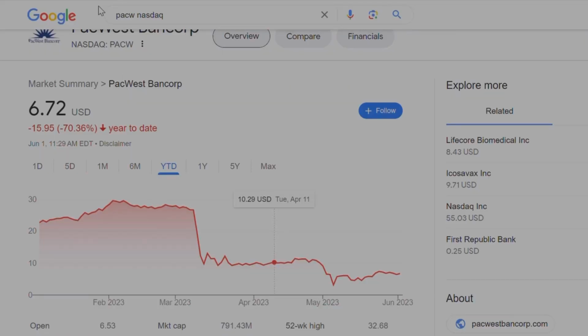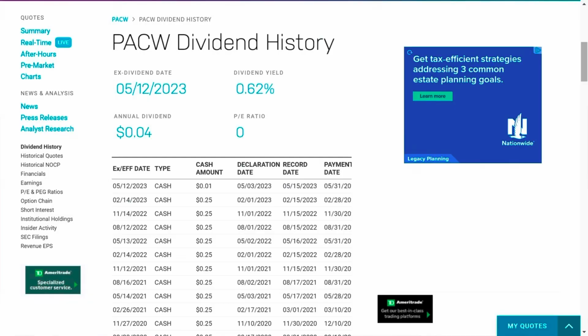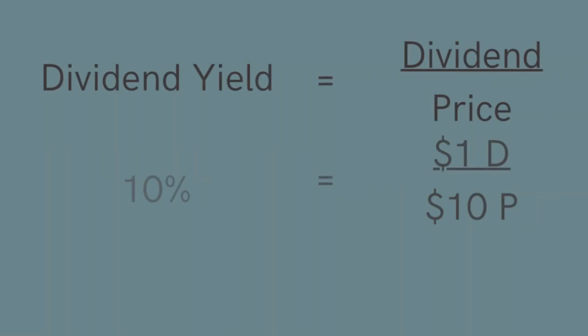So let's rewind. We're going to say it's now March 2023, end of March, beginning of April. SVB has collapsed, and there's been a big impact on regional banks. We can see PacWest ends up trading at around, say, $10 a share. Taking a look at their dividend at that time, it was 25 cents a quarter, like I said. So $1 divided by $10, that's a 10% dividend yield. That's pretty high, so if you're a dividend yield chaser, that might seem like a good deal.